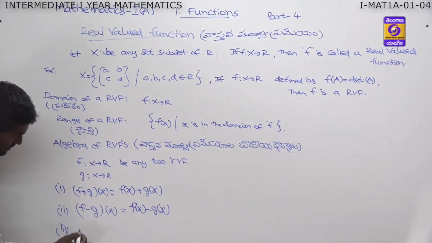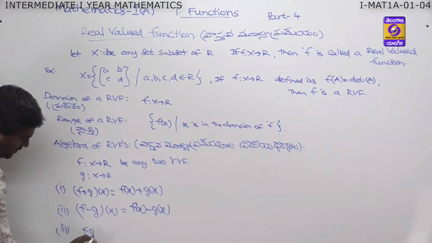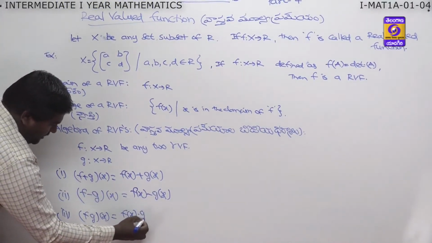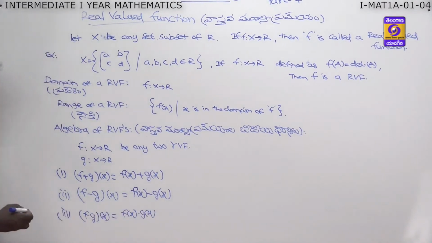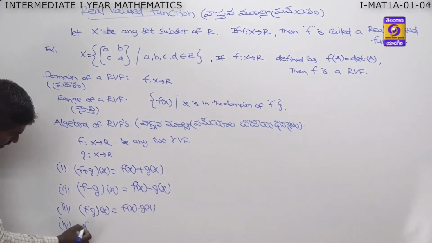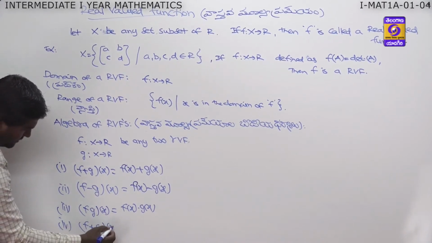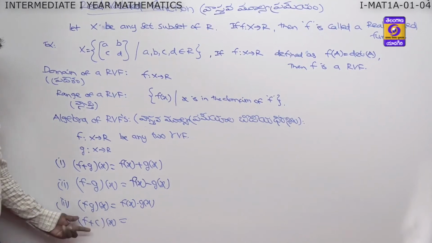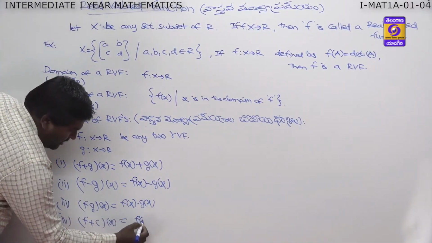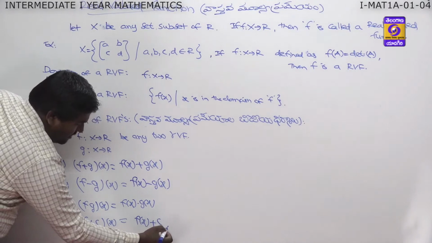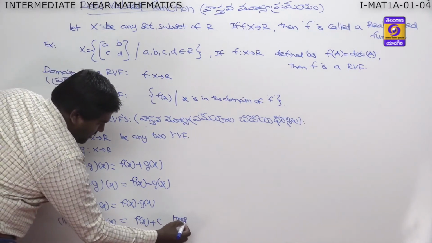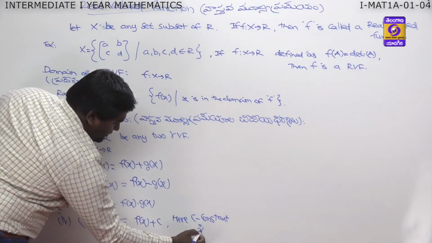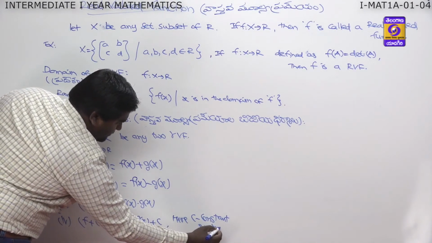Third one is f into g of x. It is f of x into g of x. Fourth one, f plus c of x. Here c is the constant. ఇక్కడ c అనేది స్థిర సంఖ్య. f plus c of x అనేది f of x plus c అవుతుంది. Here c is constant. c అనేది స్థిరాంకము or స్థిర సంఖ్య.